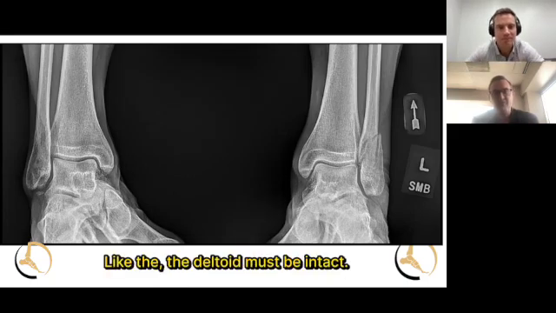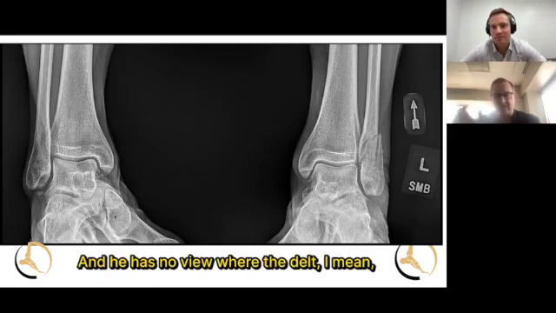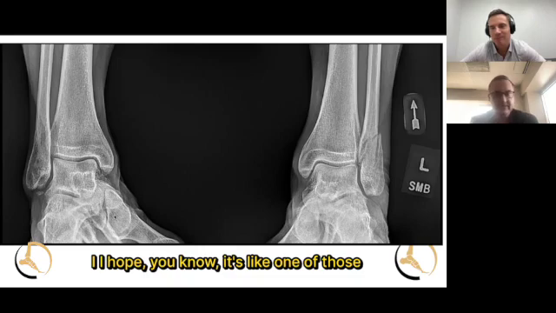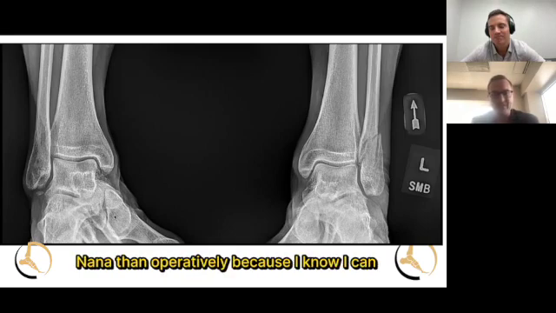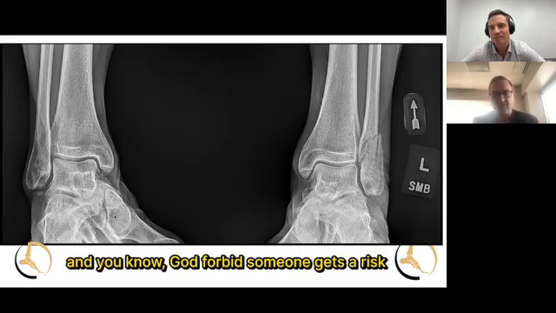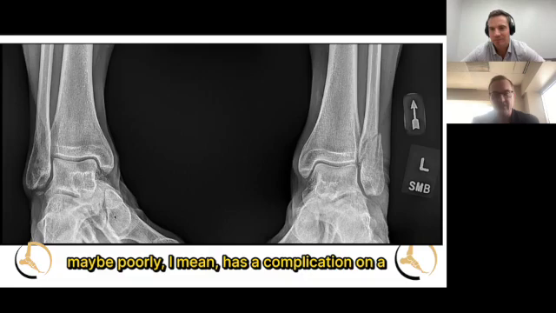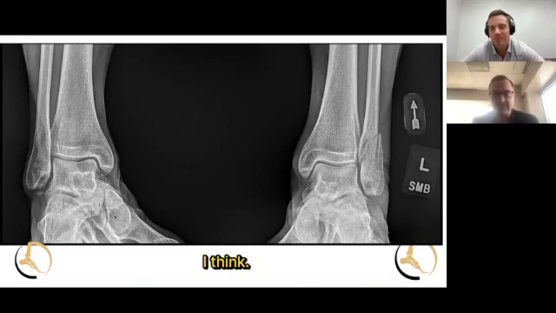Like the deltoid must be intact. Yeah, right. And he has no view where the talus is shifted at all. So I hope it's one of those things where, I think sometimes I get more stressed about treating these non-operatively than operatively, because I know I can fix this. Yeah. But there's also risk to surgery, and God forbid someone has a complication on a poorly indicated surgery, then that's much worse, I think.